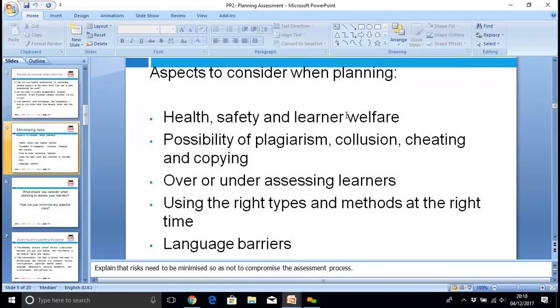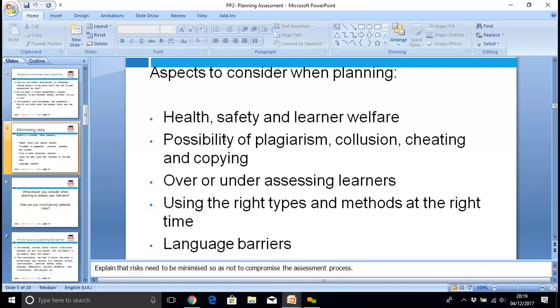Aspects to consider when planning. Health and safety, the learner's welfare. That's, again, part of it. If you're in a workshop background, obviously there will be serious health and safety considerations to be looked at. Many operations, or most operations, will have a risk assessment system in place, and those will have been done for the operation that's going to be carried out, or for the observation, or whatever it is that's going to take place to assess the capability of the learner.